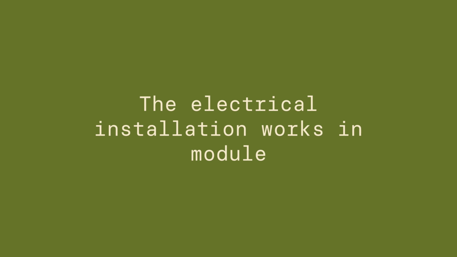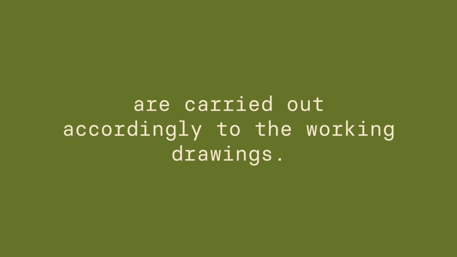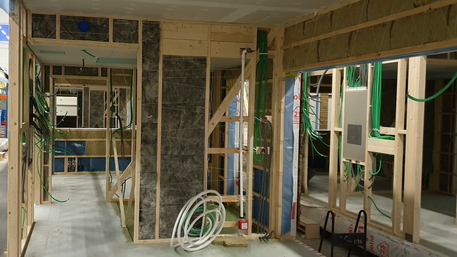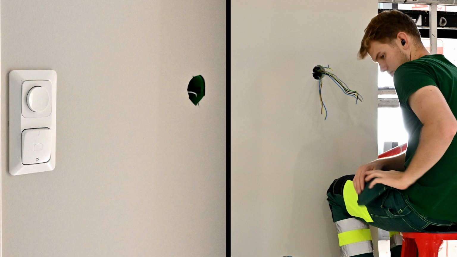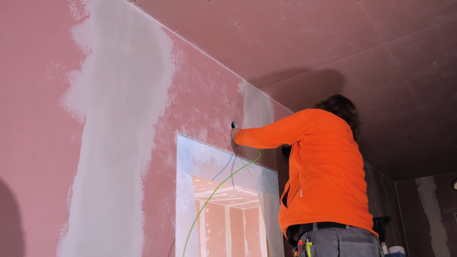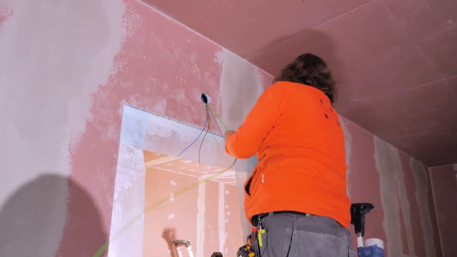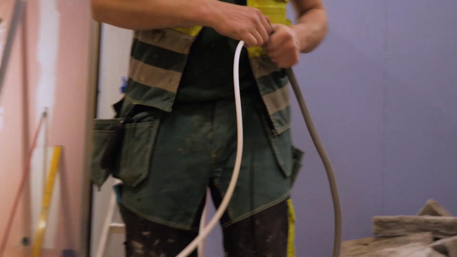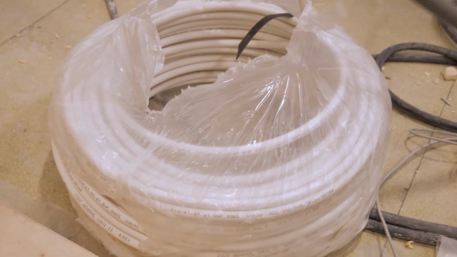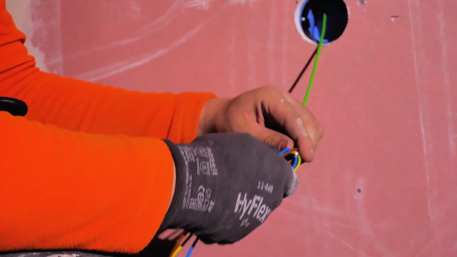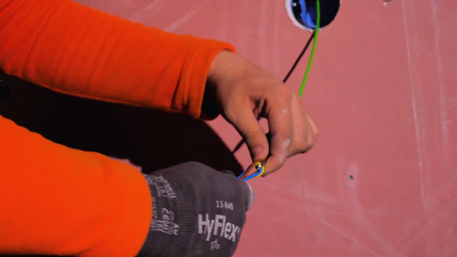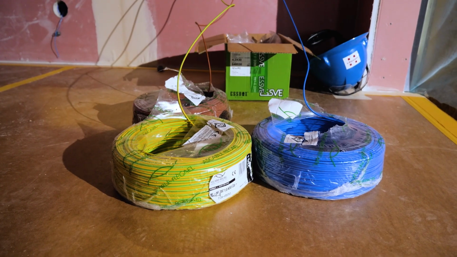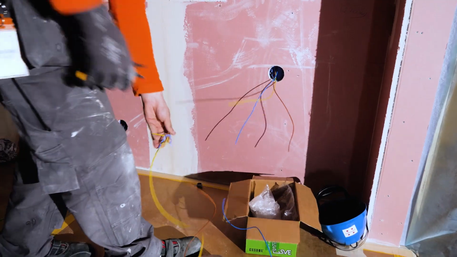The electrical installation works in the module are carried out according to the working drawings. This includes installing electrical equipment like wires, switches, sockets, and lights. Note that all electrical works may only be performed by individuals with proper electrical safety training. Electrical wiring is placed inside protective tubes called conduits. If the conduits do not already contain pre-installed wiring, the wiring is pulled into them later. Using conduits makes it easier to replace the wiring in the future if needed.